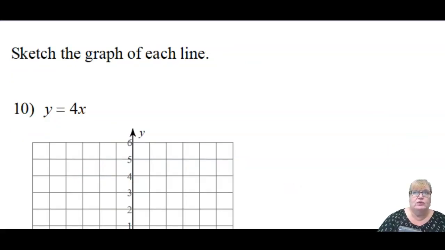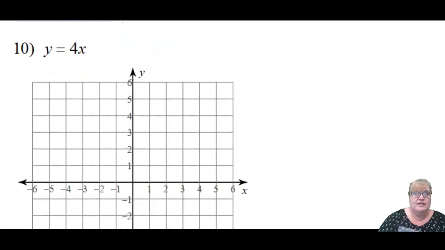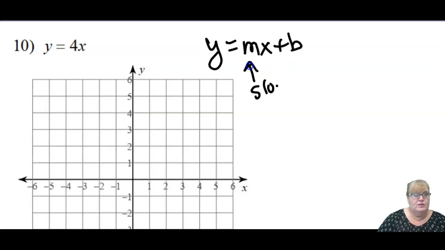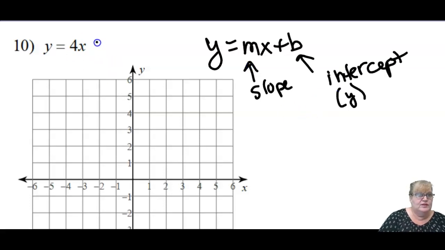All right, just a real quick review of some basic graphing. This one is nicely already in our favorite form, y equals mx plus b, or slope intercept. And b is the y-intercept. So this has nothing back here, so we put a 0, and it crosses at the origin.